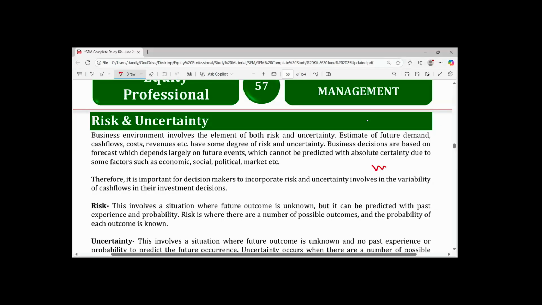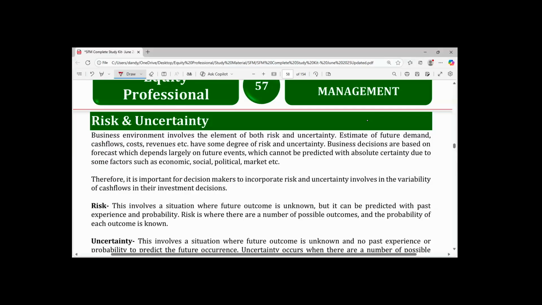uncertainty. So this topic will take us the next 2 to 2.5 periods. We are going to have about 2 or 2.5 periods to complete risk and uncertainty. We have a specific scope of risk and uncertainty that we are going to discuss. All right. Let's just go straight.